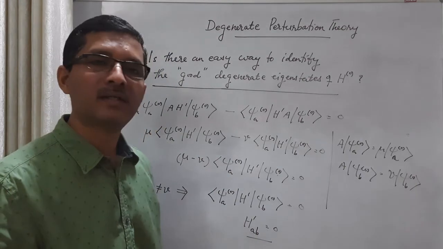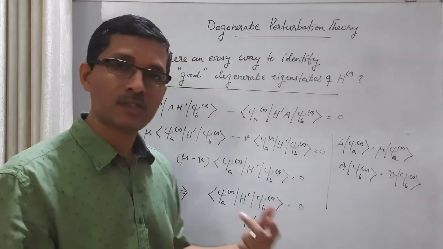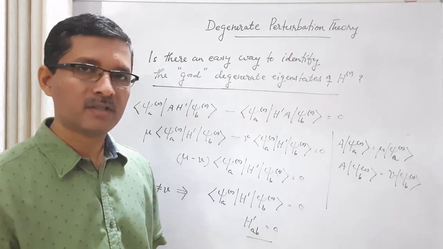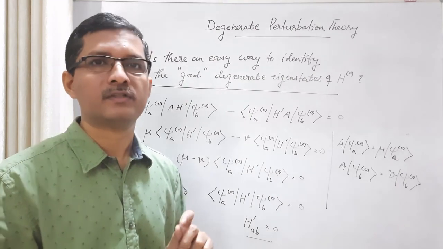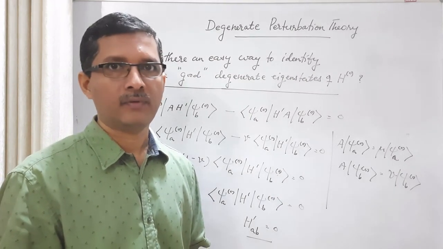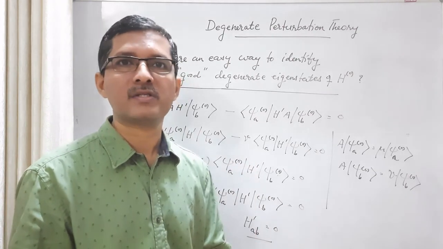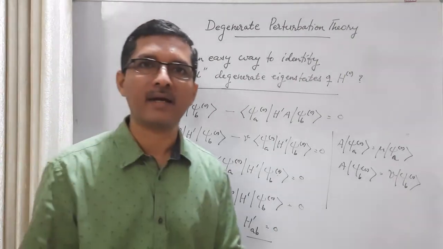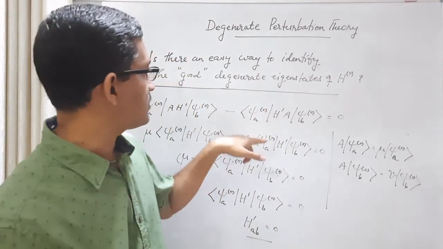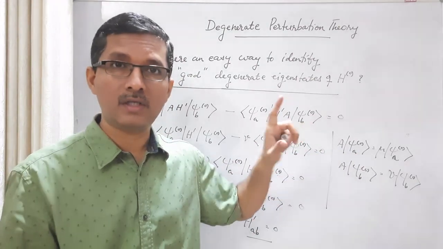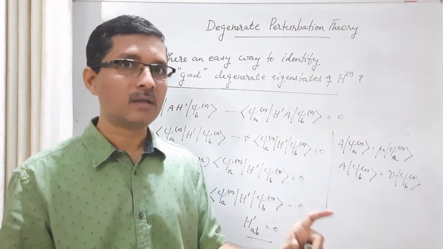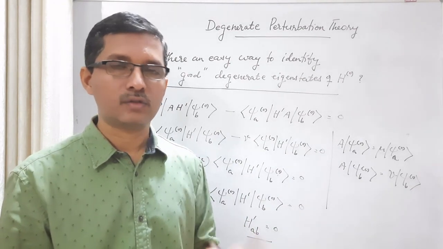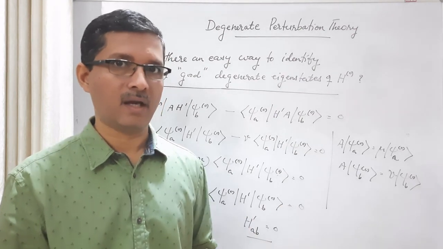So if the off-diagonal matrix element H prime ab is 0, then H prime ba is also 0, because it's only a complex conjugate. So the H prime matrix must be diagonal in this basis. If a matrix is diagonal in a basis, the diagonal elements are eigenvalues. So it is clear that H prime, the perturbing Hamiltonian, is diagonal in this basis. It means that this basis, psi a0 and psi b0, which are degenerate eigenstates of H0, are the correct choice of eigenstates to diagonalize the perturbing Hamiltonian.